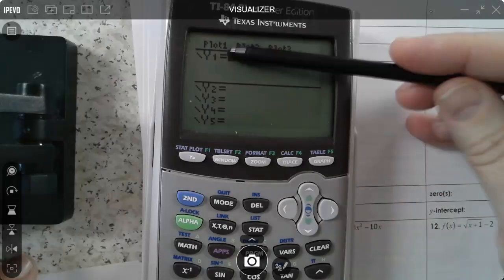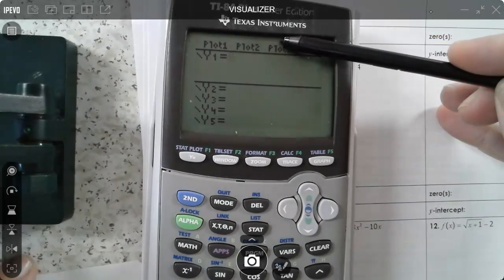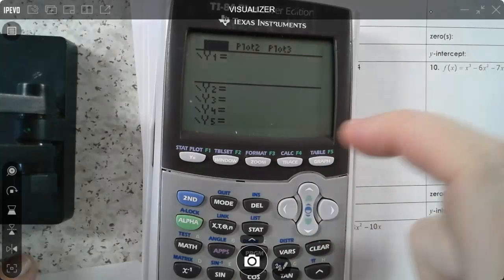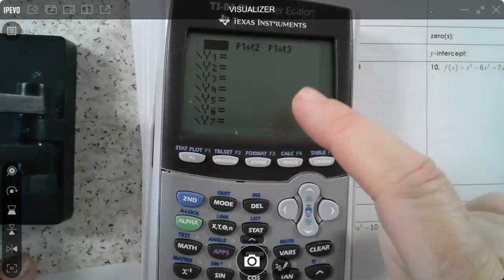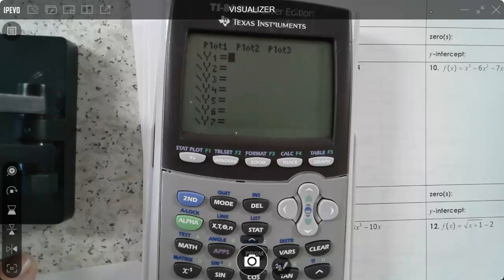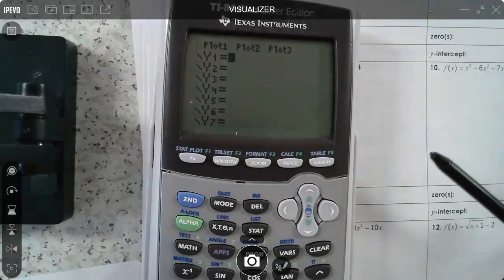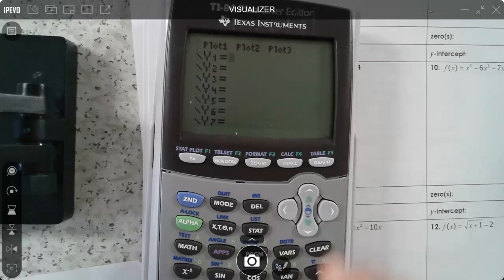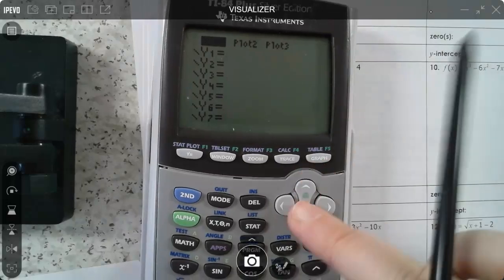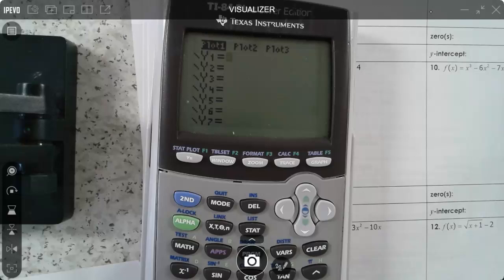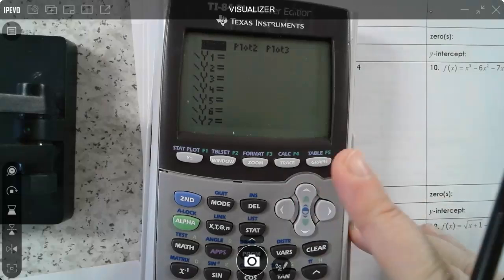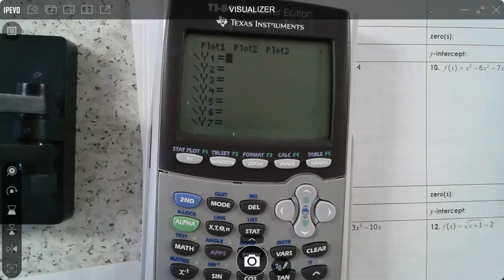Make sure these plots are not highlighted. If they are, go up and click them and turn them off. If any of these up here look like that, see how they're highlighted in black? Go up, click enter on them, and come down so that they're all off. Otherwise, you're not going to graph. It'll give you an error.